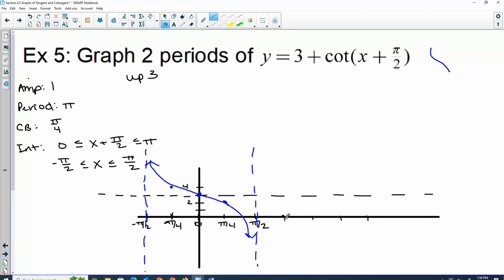For the second period, you just add 4 more points. Keep adding your count by. Asymptotes on the ends, 0 in the middle, and the same pattern.